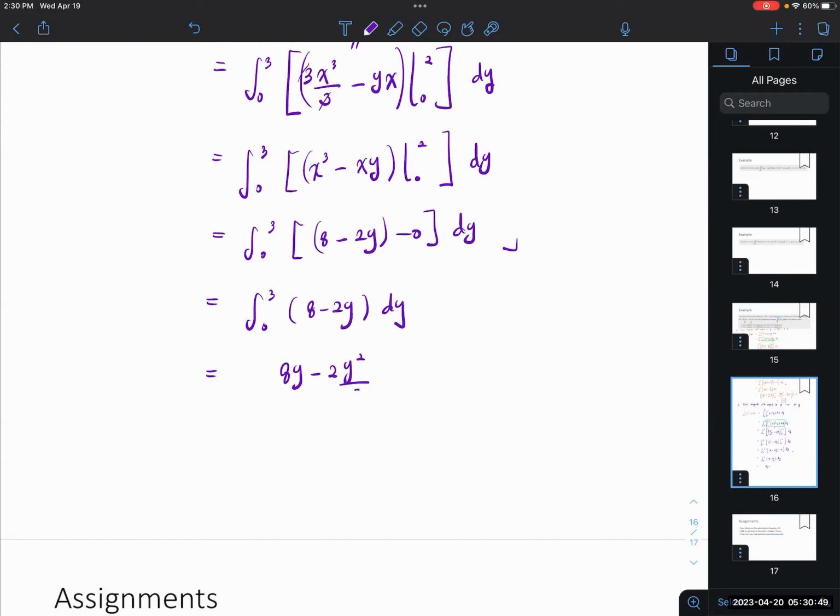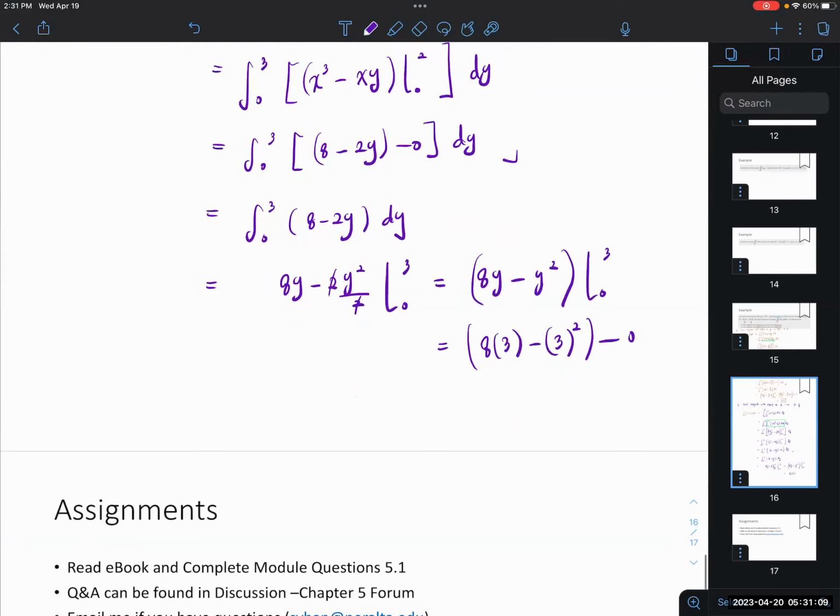2y to the second over 2, because you are increasing 1y. So y second over 2. So they cancel from 0 to 3. So 8y minus y to the second, we have a 0 to 3. So you're going to do 8 times 3 minus 3 to the second, and minus 0. So what happened? 24 minus 9. I have the same answer, 15.